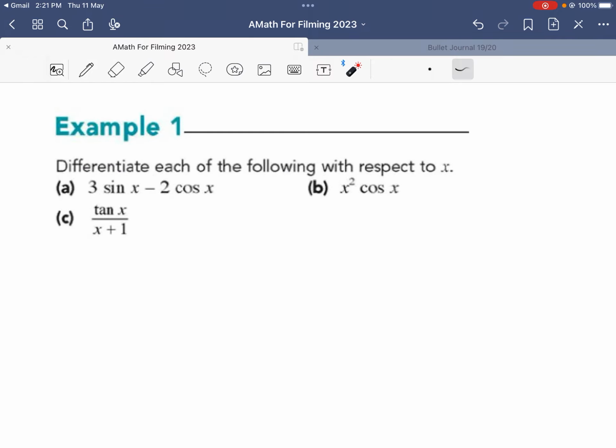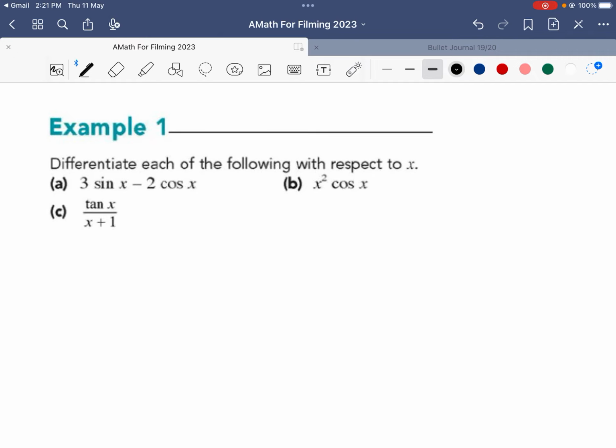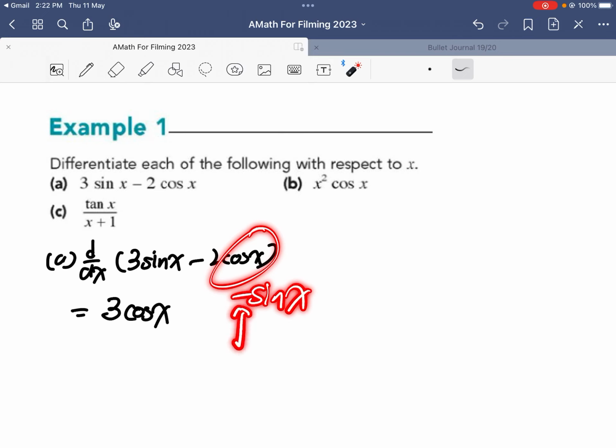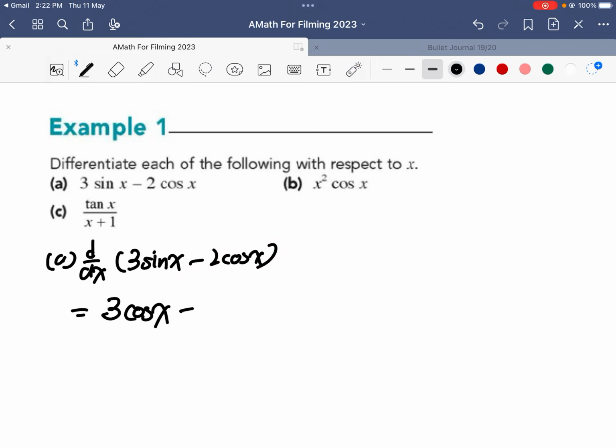Very quickly, based on what we have learned so far, I will give you example 1 and then you can try 1. So for example 1, we do part A. If I am attempting to differentiate with respect to x, 3 sine x minus 2 cosine x, this works the very same way. As we said, sine x, you differentiate, it becomes cosine x. Now, cosine x, you differentiate, it becomes negative sine x. This negative and this negative will interact to give you positive. That is why this becomes positive 2 sine x.